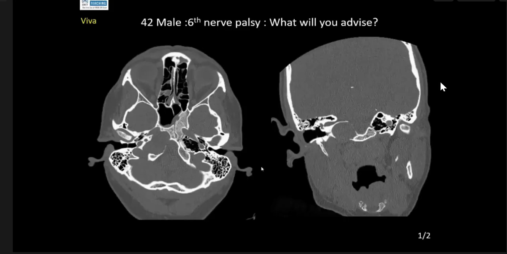So we've got a 42-year-old male with a history of 6th cranial nerve palsy. I'm just going to take a moment to interrogate the selected axial and coronal images on CT. There is an area of low density within the left petrous apex, and when you compare it to the right side, it does look quite asymmetrical. With that history, it makes me think about petrous apicitis and cranial nerve 6.